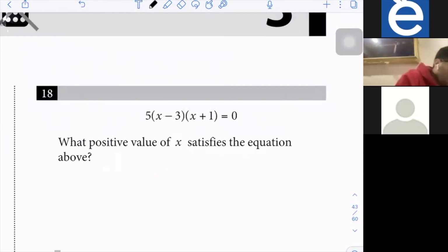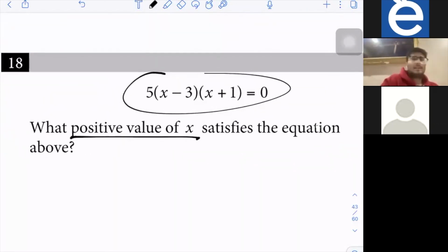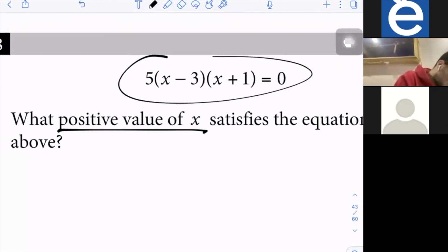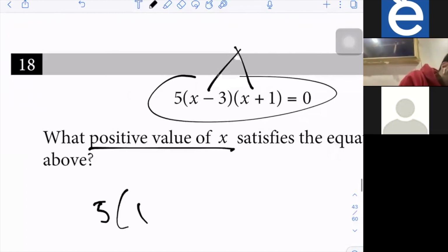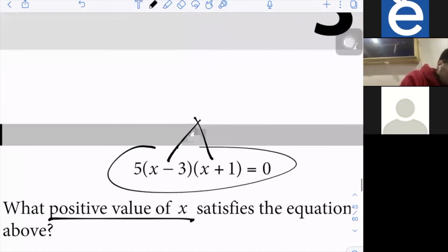Okay, question 18. What positive value, remember, positive value of x satisfies the equation above? This is the equation. And so this is basically a quadratic, but they did not fully find the roots. I know this is a quadratic because there are two binomials, and if you FOIL them, you get an x squared term, which is a quadratic. You get 5(x minus 3)(x plus 1), and there are 2 possible roots.